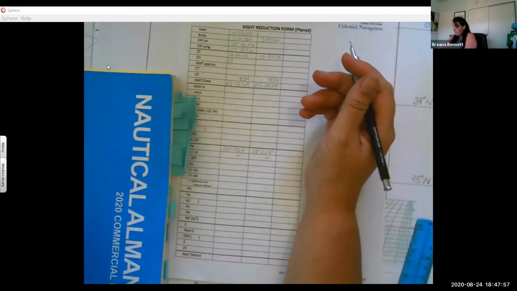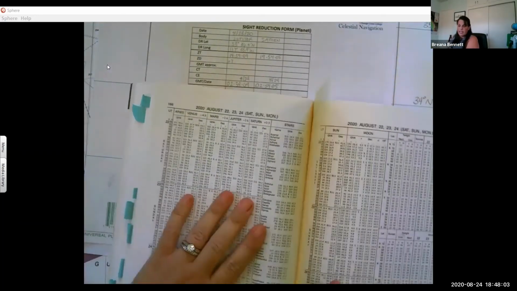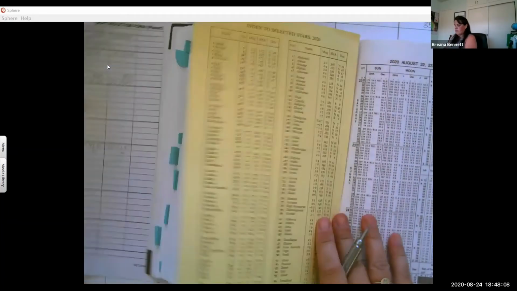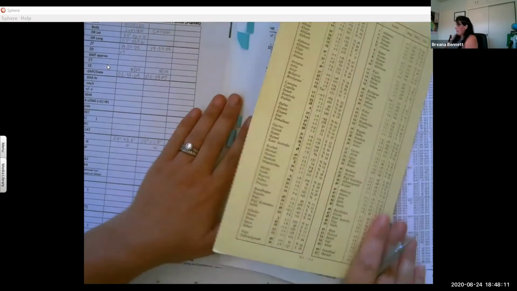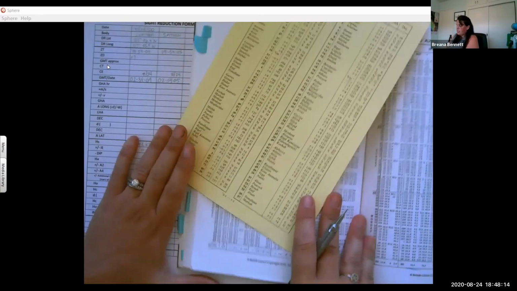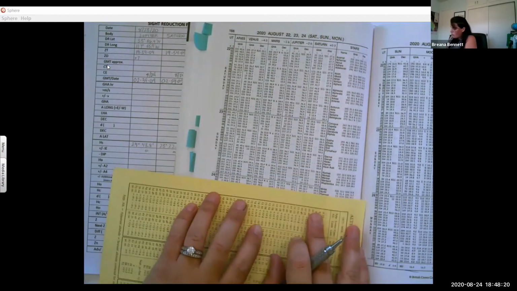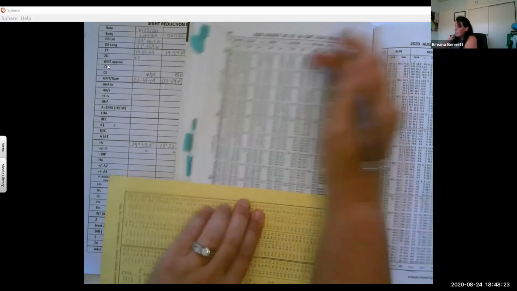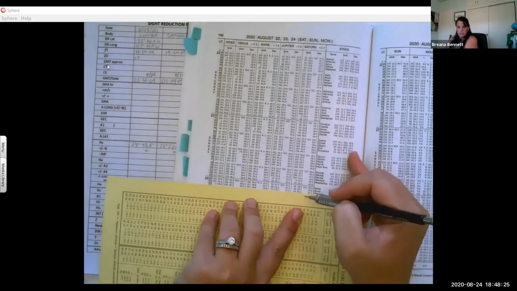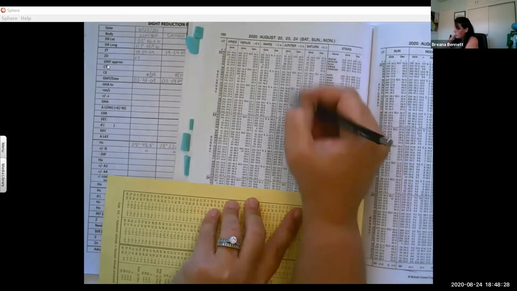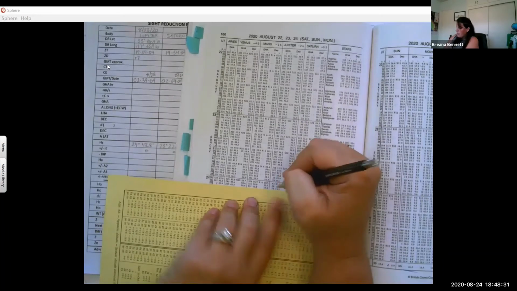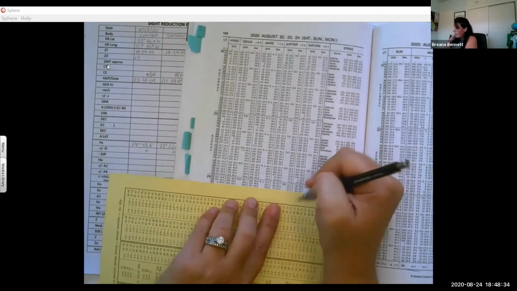So now we're going to dive in to the almanac. And we are on the right side now. Need a bigger desk. Okay. So we had the 24th at 02, and we did Jupiter and Saturn. So I'm going to get our GHA of Jupiter and our declination. Let's do that one first.